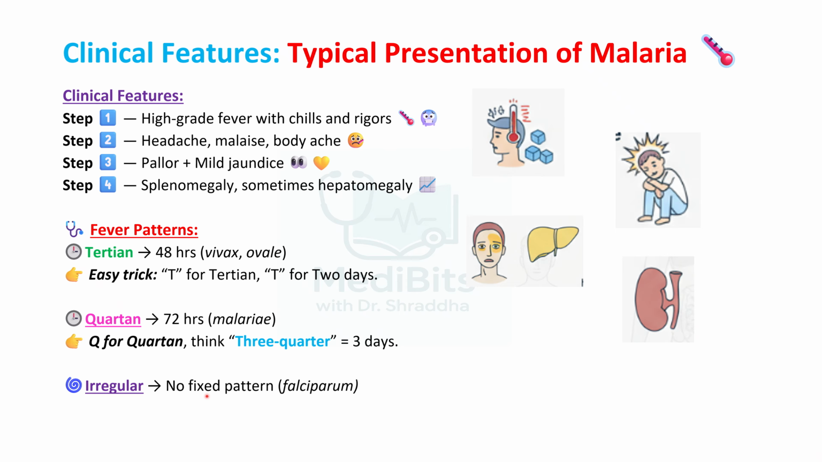So if someone walks into clinic with fever spikes, chills and looks pale or jaundiced, your brain should yell, think malaria. And remember, early recognition saves lives. So next time you are in postings and someone says, "Doctor, I have had fever for 2 days with chills," you will know exactly what to look for.